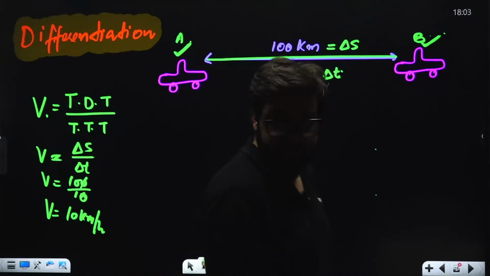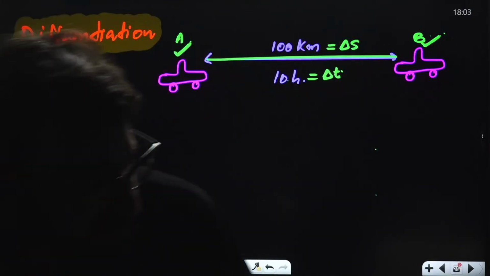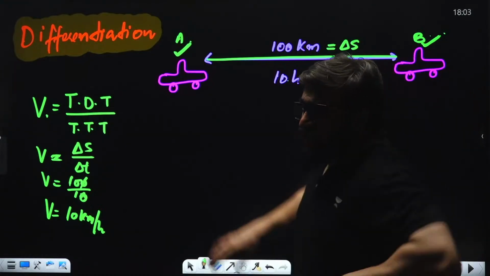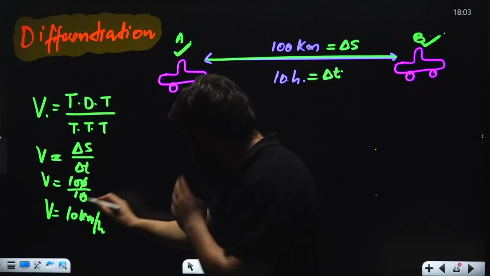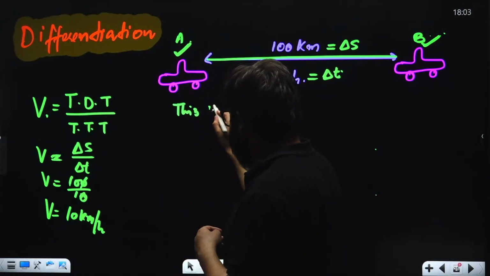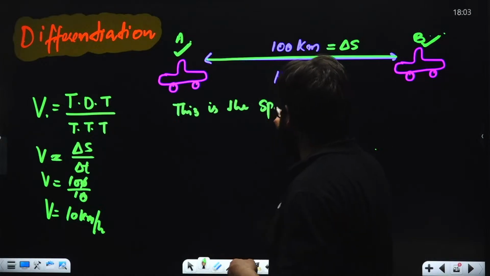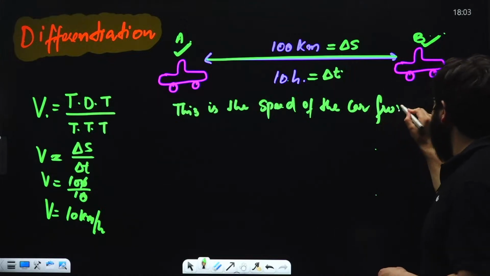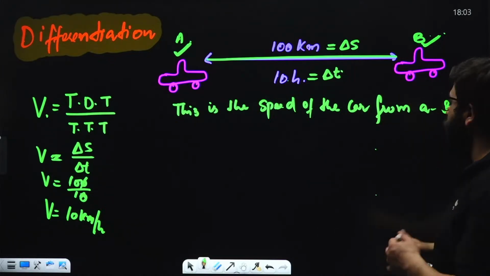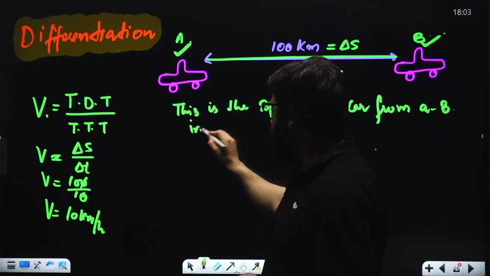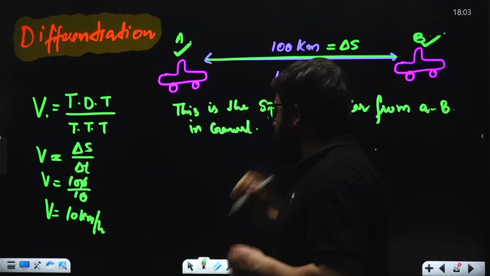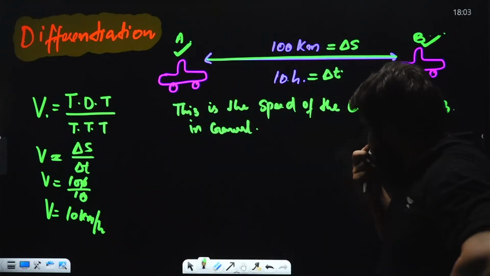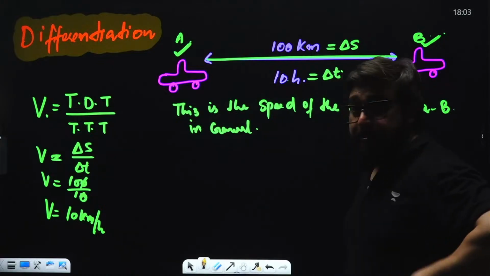Absolutely clear. Now what if I ask you one thing? This is the speed of the car from A to B in general. This is what we call the average velocity or average speed. What if I ask you the question?